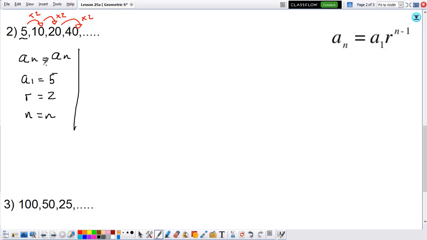Again, you got those 4 pieces of information, you got a formula, just plug it in. an is equal to an, so that stays. A1, we found it to be 5, so just plug it into the formula, times R. But what is R here? R is 2, so plug in the 2, exponent n minus 1. We know that N is equal to N, so that stays as n minus 1.